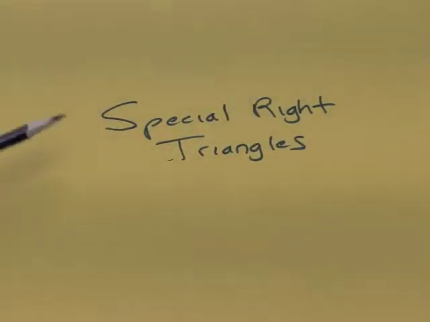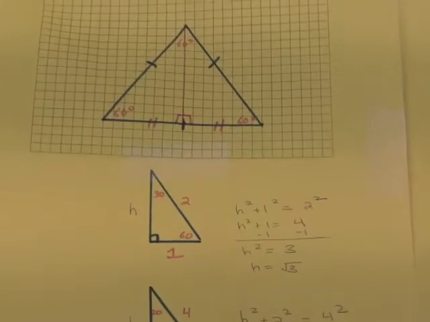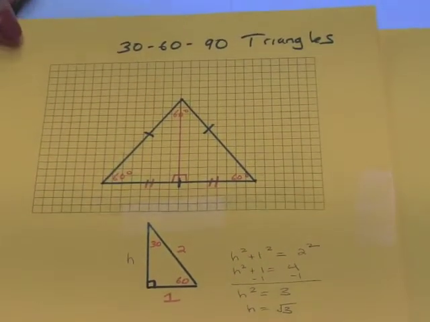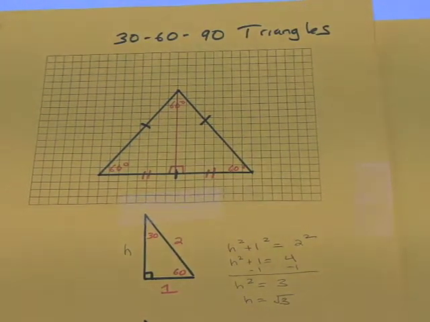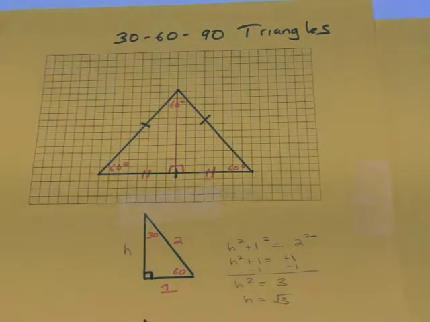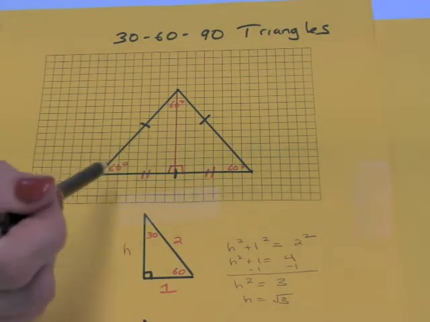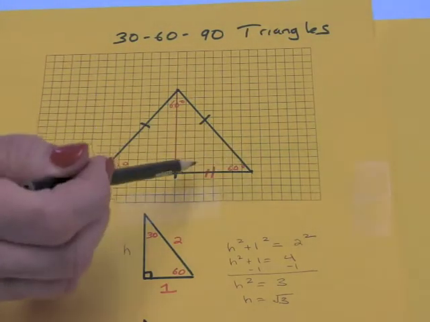This video is about special right triangles. The special right triangle that we're going to talk about in this video is the 30, 60, 90 right triangle. Now this special right triangle comes from an equilateral triangle.